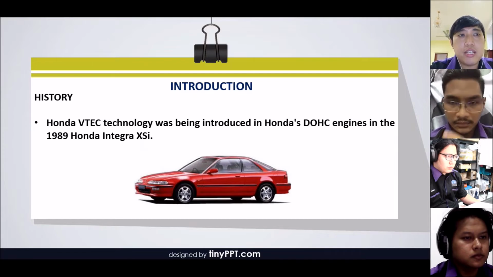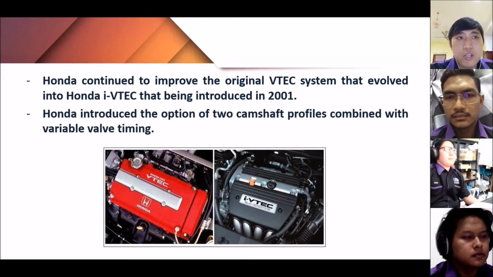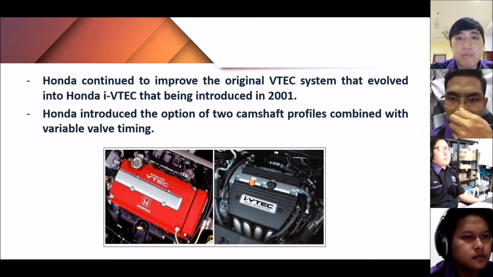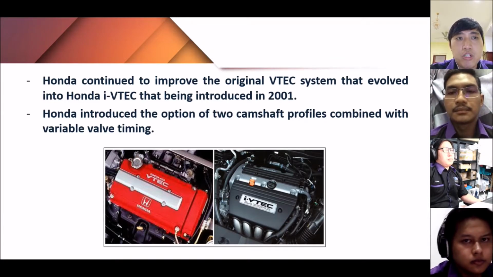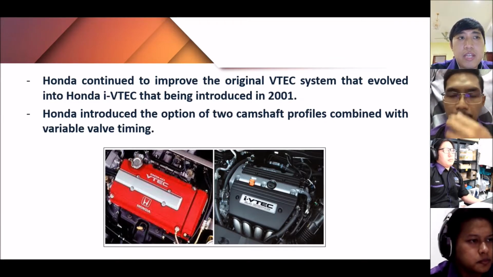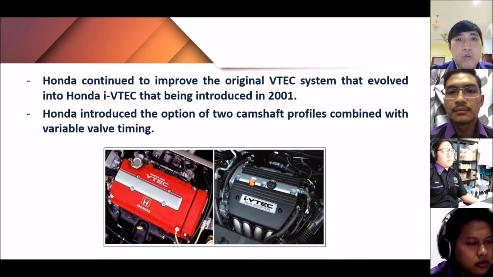It can be seen in the second generation Integra, introduced in April 1989, which featured the first VTEC engine ever manufactured by Honda. Then Honda continued to improve the original VTEC system, which evolved into Honda i-VTEC, introduced in 2001. i-VTEC stands for Intelligent Variable Timing and Lift Electronically Controlled. It is a system that combines VTEC and VTC into one unit.